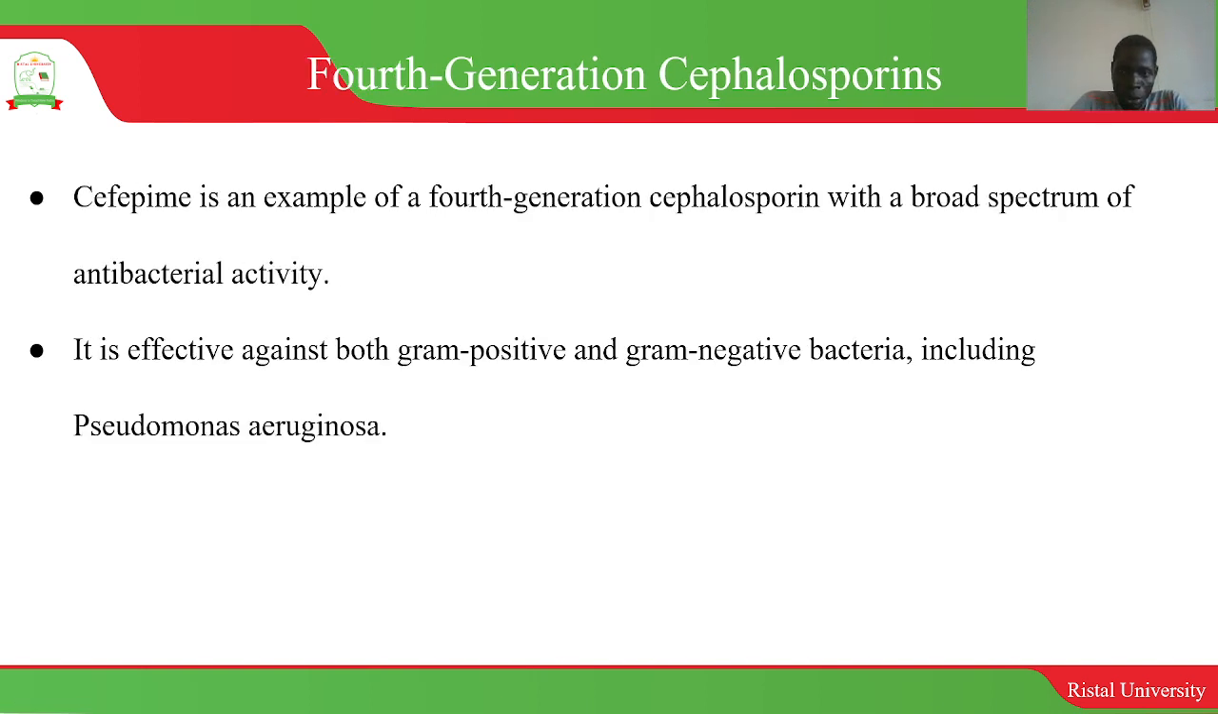The fourth generation cephalosporin, here we have given an example, cefepime. Don't worry about the first, second, and third generation examples, because we have the next slide coming up with specific names of drugs that belong to those different generations. So cefepime is an example of a fourth generation cephalosporin with a broad spectrum of antibacterial activity. It is effective against both gram-negative and gram-positive bacteria, including Pseudomonas aeruginosa. So you see here, the fourth generation has almost balanced power in dealing with both gram-negatives and gram-positives. So the more we ascend the ladder, the more powerful they are.